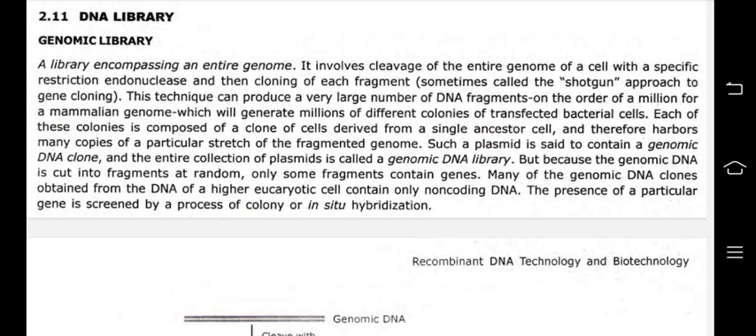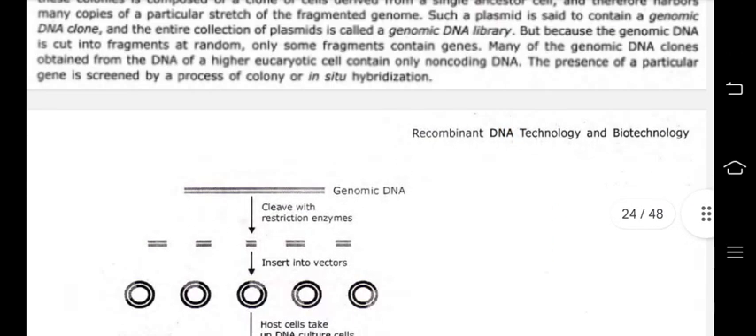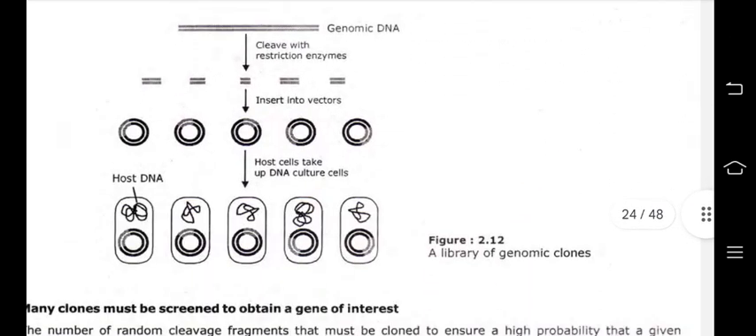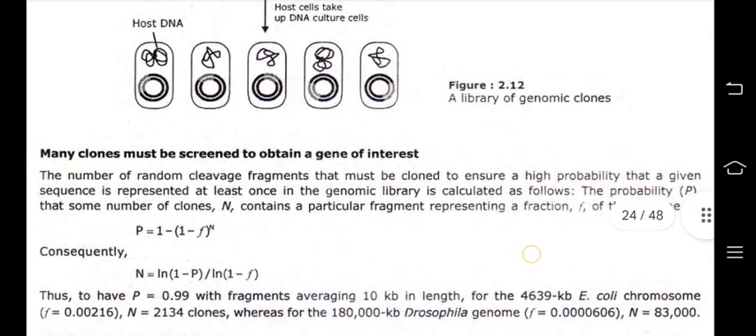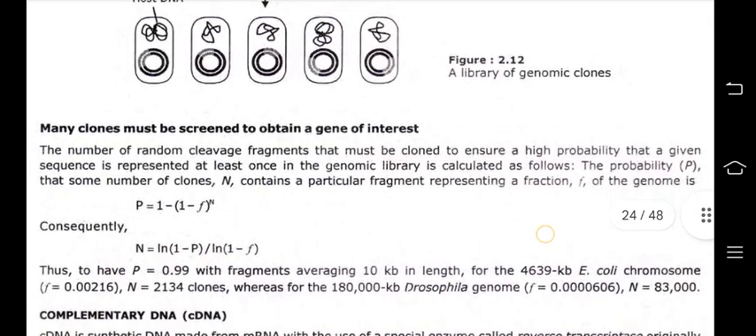Many of the genomic DNA clones obtained from DNA of a higher eukaryotic cell contain only non-coding DNA. The presence of a particular gene is screened by a process of colony or in situ hybridization. Genomic DNA cleaved with restriction enzymes, inserted into vectors, host cells take up DNA, cultured cells form a library of genomic clones. Many clones must be screened to obtain a gene of interest.